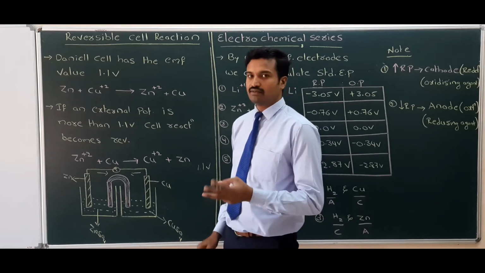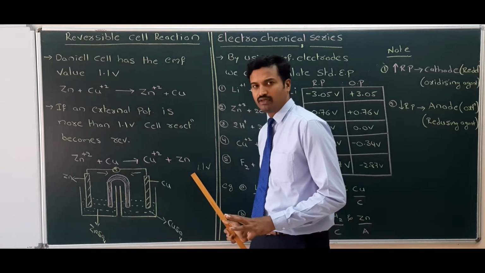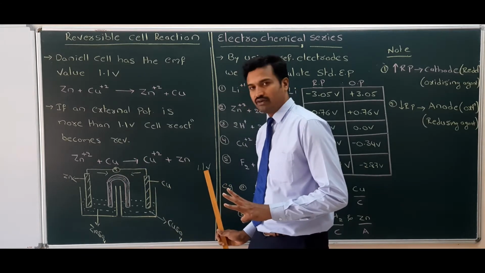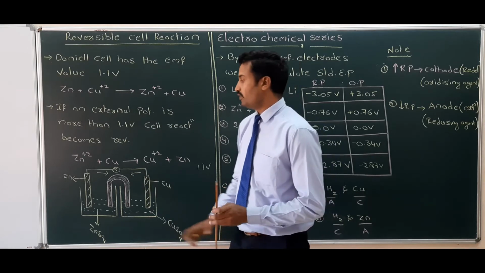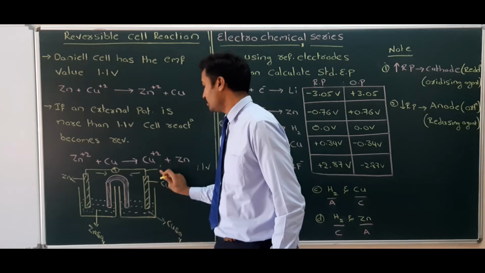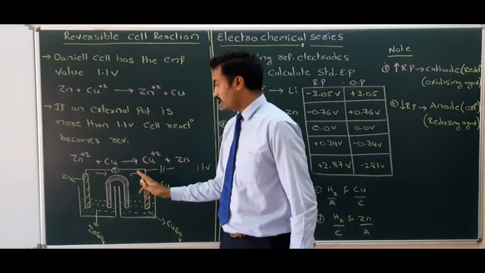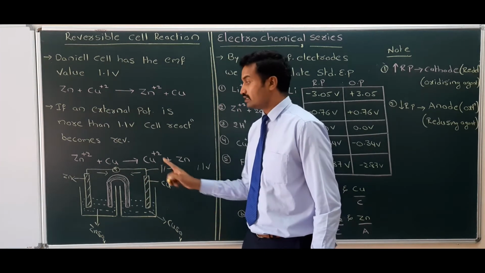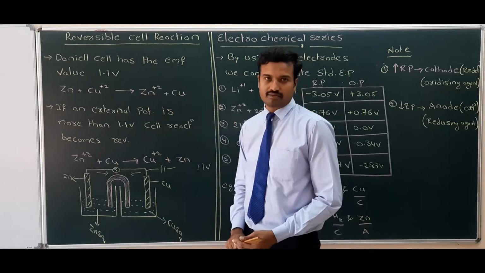First one: if the voltage value, the EMF value, is less than 1.1, the reaction will continue. Second one: when it reaches 1.1 volts, the cell reaction will stop. Third one: if we apply an external voltage that is more than 1.1 volts, then the cell reaction is reversed. That is called reversible cell reaction.